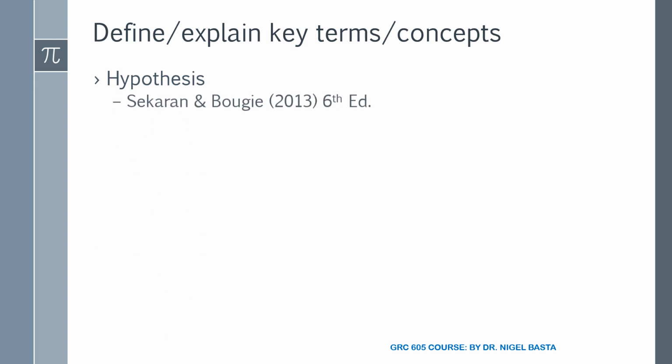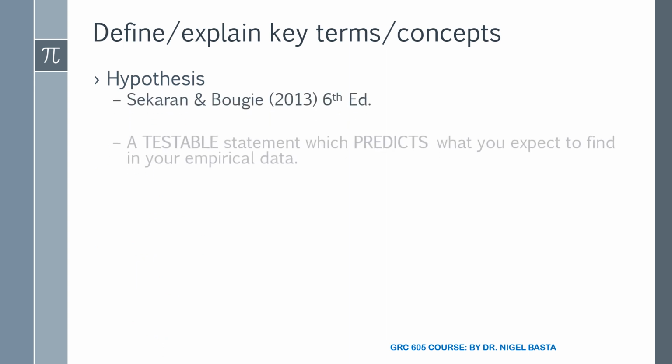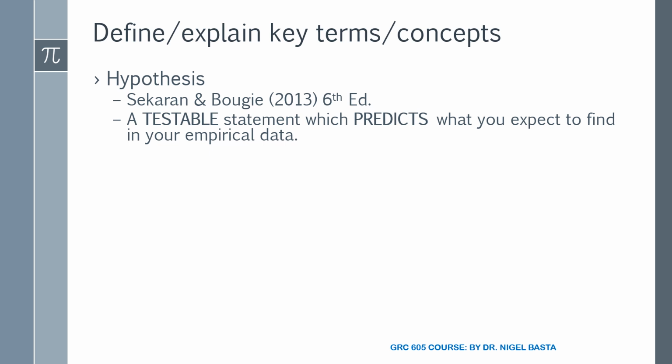According to Sekaran and Bougie, a hypothesis is a testable statement which predicts what you expect to find in your empirical data. The key word here is testable. For your statement to be called a hypothesis, you must be able to test it and expect clear, undeniable results one way or another. A statement that cannot be subjected to scientific testing can therefore not be called a hypothesis.